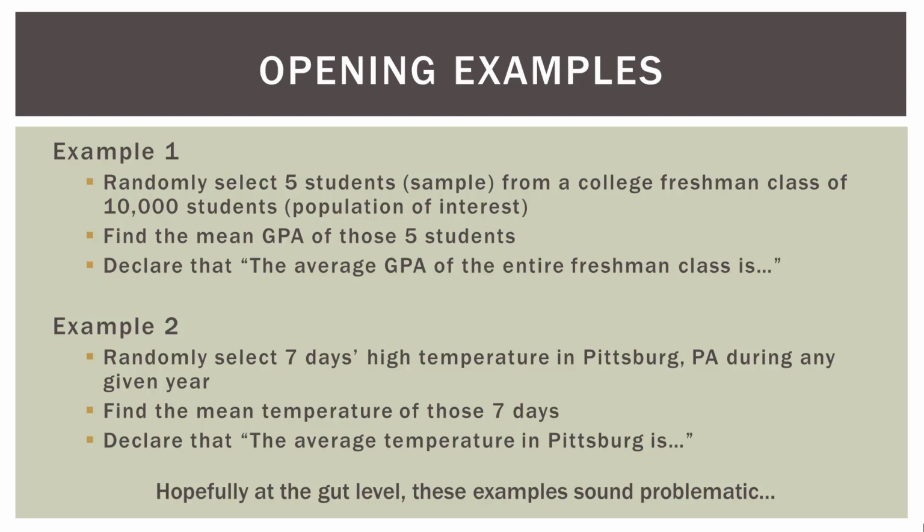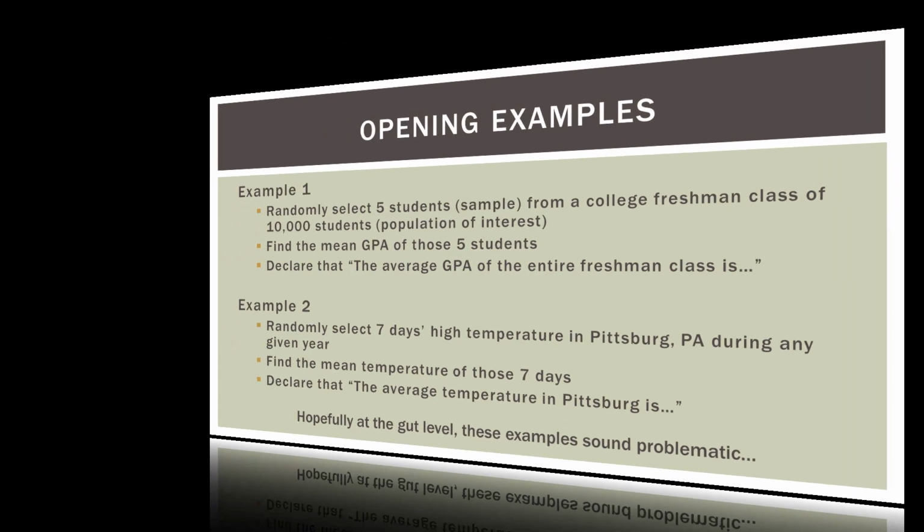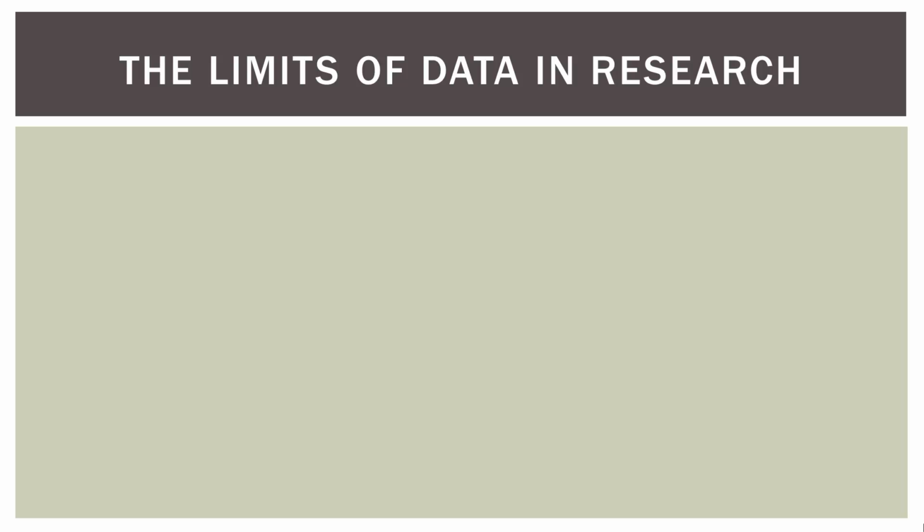And that is, in the first example, we are basing the entire freshman class GPA on 5 students. In example 2, we are basing the entire year's average temperature on 7 days. And you should feel a bit uneasy about doing that, hopefully. That's because there are certain limits of the data we use in our research or analysis, no matter how simple or how involved that might be.